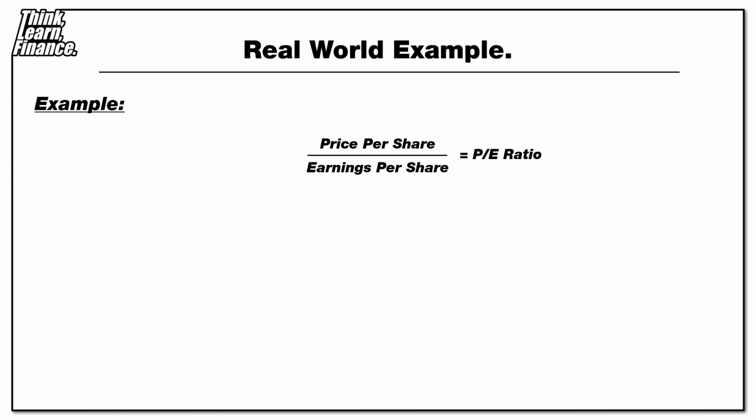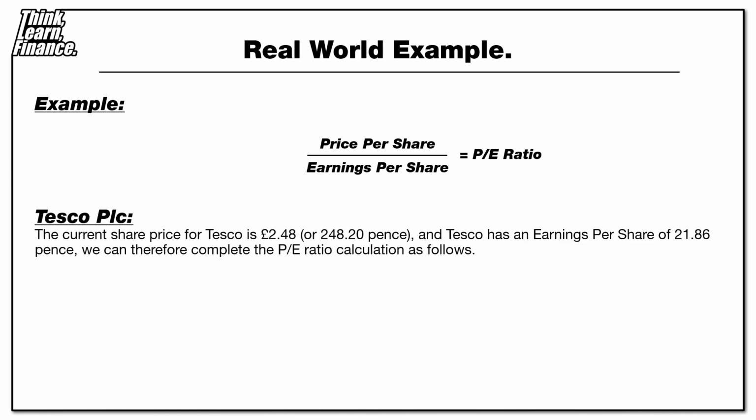Before we end this video, let's take a look at a real-world example. We can see the calculation: price per share, so the current share price, divided by the earnings per share, equals the P/E ratio. If we apply this to Tesco plc, the current share price for Tesco is £2.48, or 248.20 pence, and Tesco has an earnings per share of 21.86. We can therefore complete the P/E ratio calculation as follows.